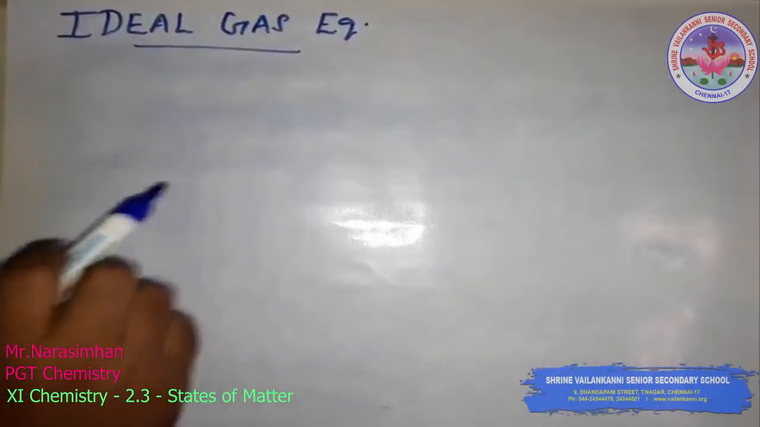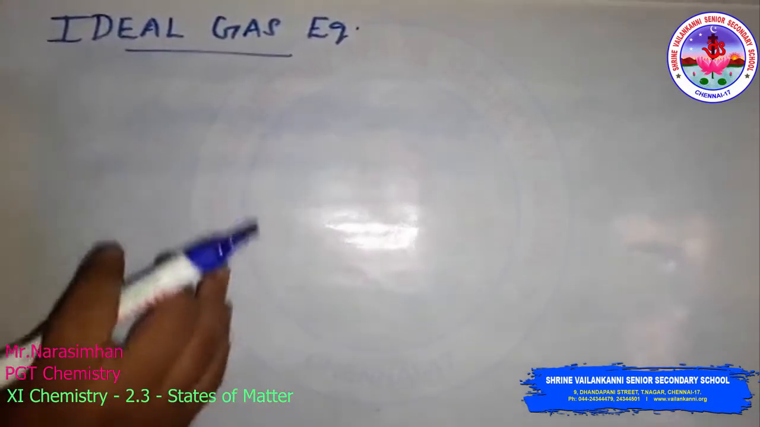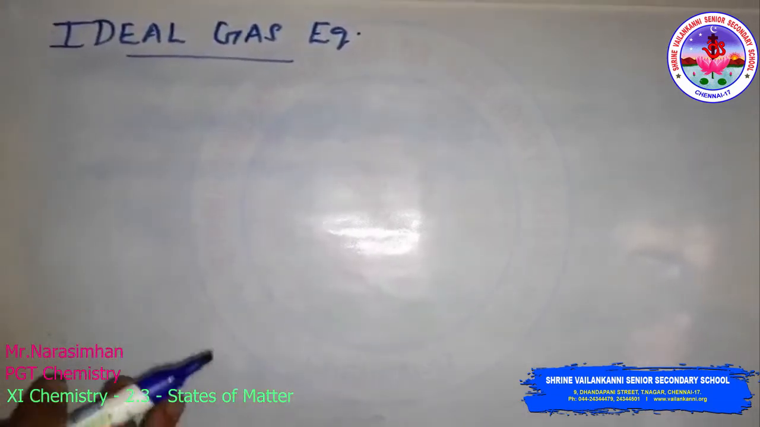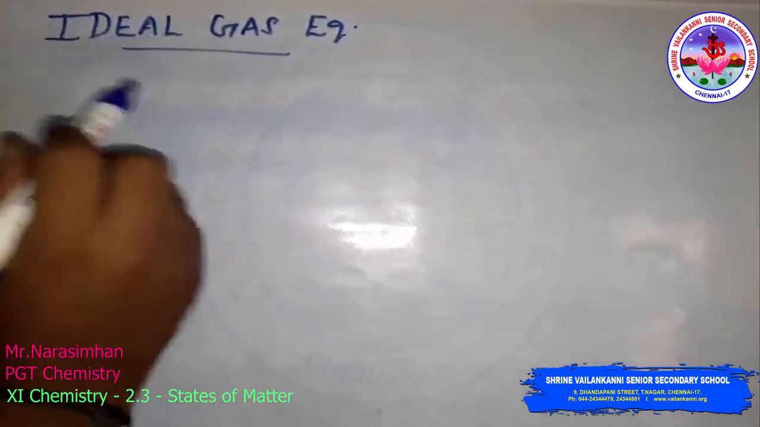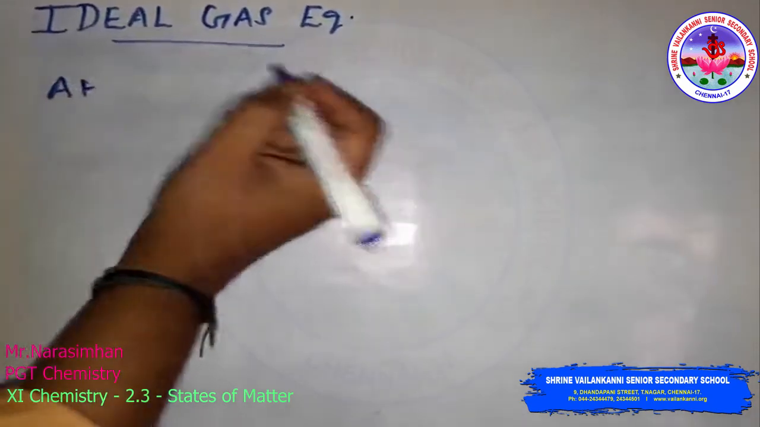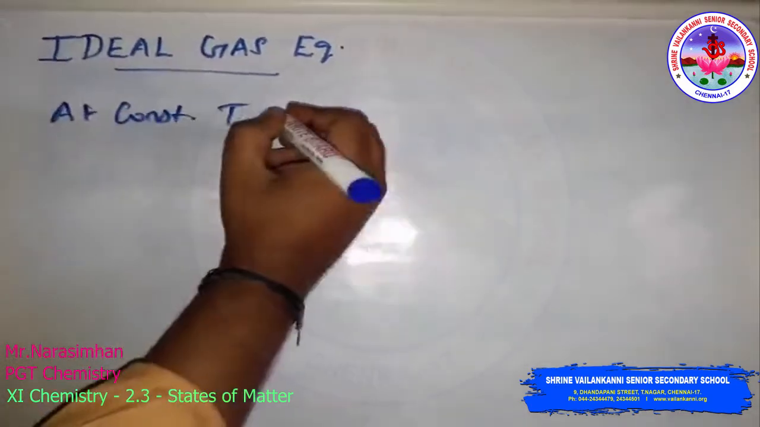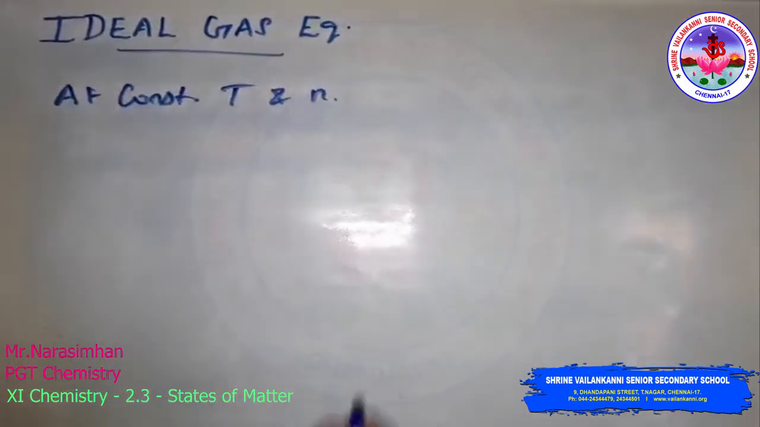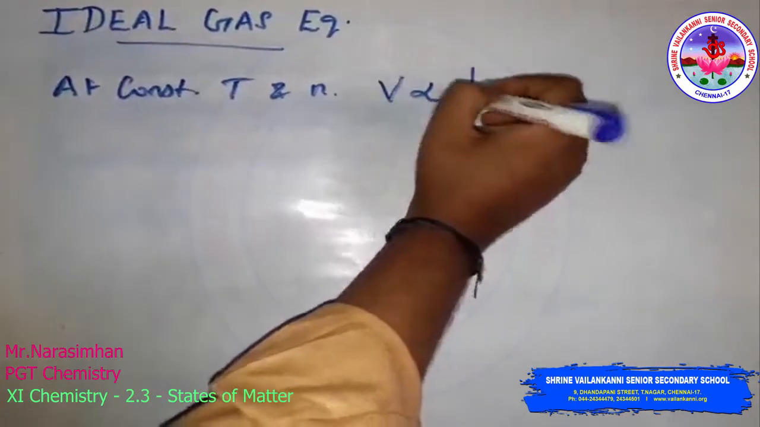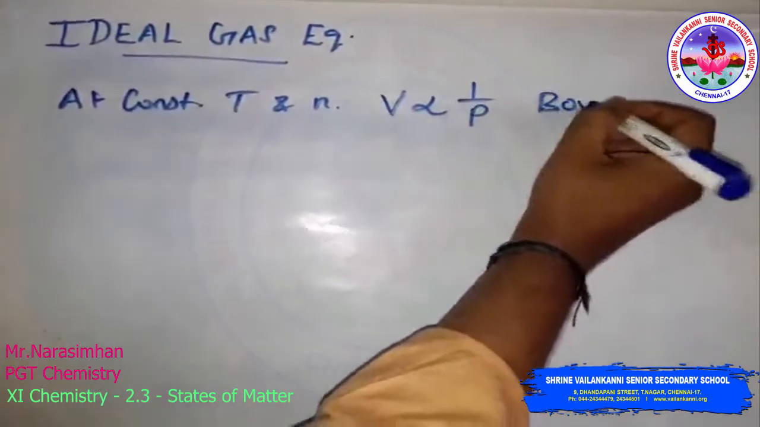The next is the ideal gas equation. The ideal gas equation is derived from the combination of Boyle's law, Charles' law, and Avogadro's law. So this is called the ideal gas equation. First, Boyle's law is what? At constant temperature and number of moles, volume is inversely proportional to P. This is called Boyle's law.